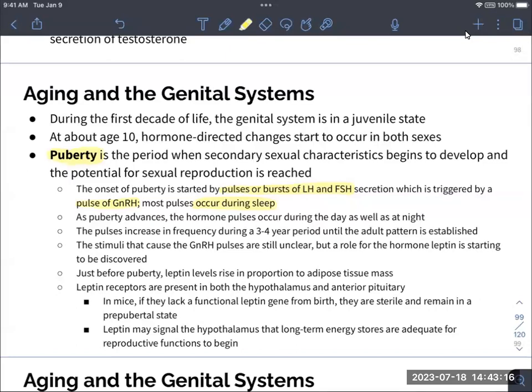Just before puberty, leptin levels are starting to rise. It's going to help to get proportions of adipose tissue in places where they belong. Looking at leptin receptors and research in mice, if they don't have functional leptin genes from birth, they end up being sterile. Leptin is thought then to signal the hypothalamus to start the reproductive functions.